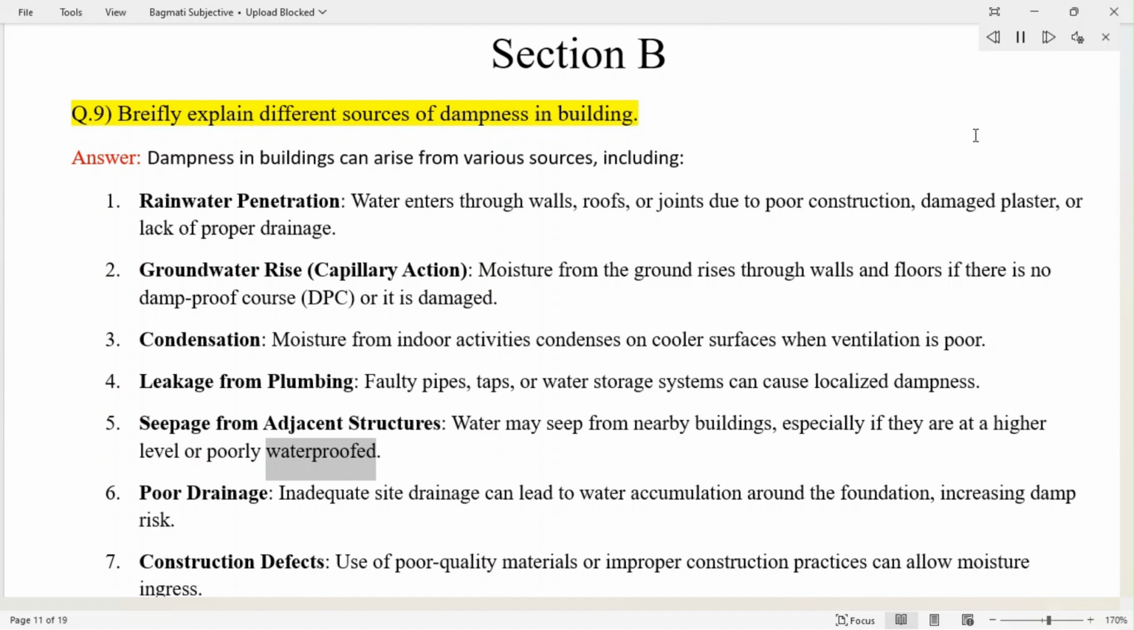Seepage from adjacent structures: water may seep from nearby buildings, especially if they are at a higher level or poorly waterproofed. Poor drainage: inadequate site drainage can lead to water accumulation around the foundation, increasing damp risk. Construction defects: use of poor quality materials or improper construction practices can allow moisture ingress.